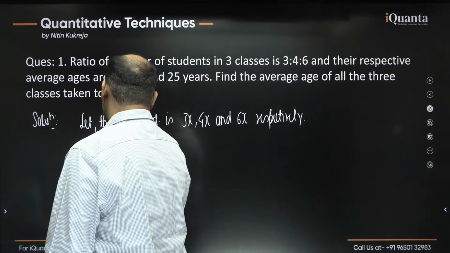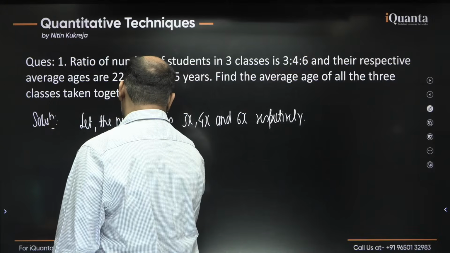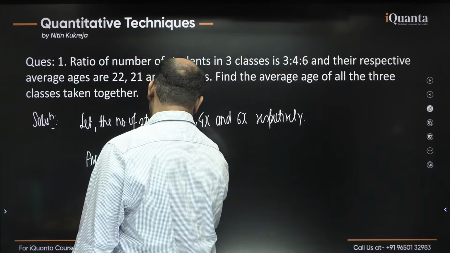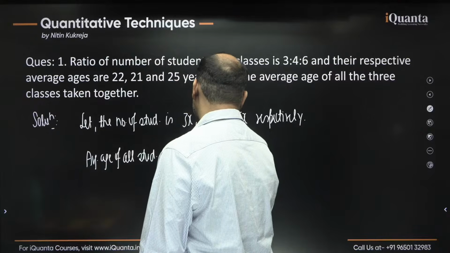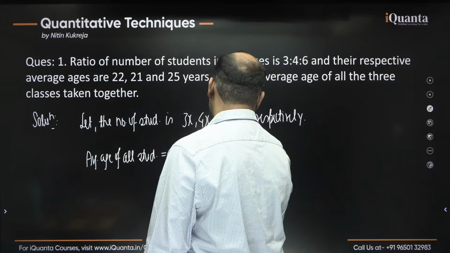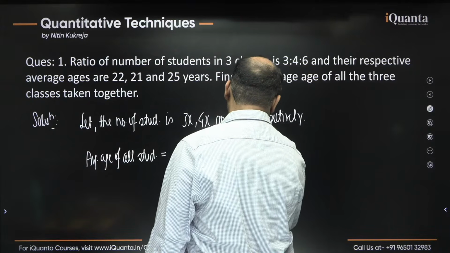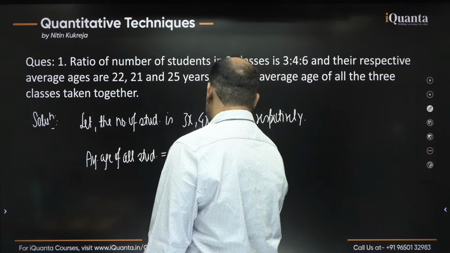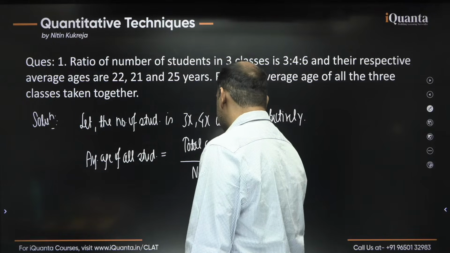The average age of all students, we can say what? We can say this is the total age of all the students divided by the number of total students, right?